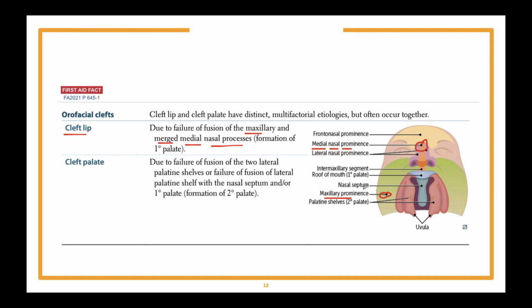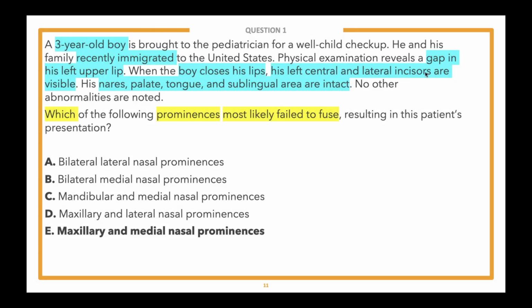So let's talk about why the other answer choices are incorrect. Answer choice D. This would actually cause a gap between the middle face and the lateral nose. So you would have a facial cleft near the nasolacrimal duct, not what we're seeing in this patient. Answer choice C, this is responsible for tissue including and below the lower lip, so not the upper lip like this question.